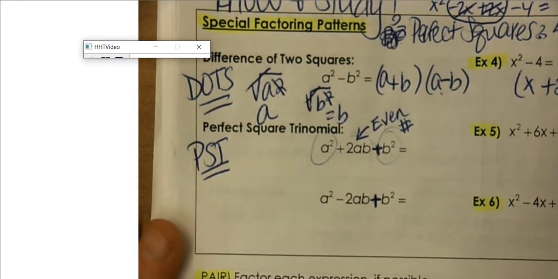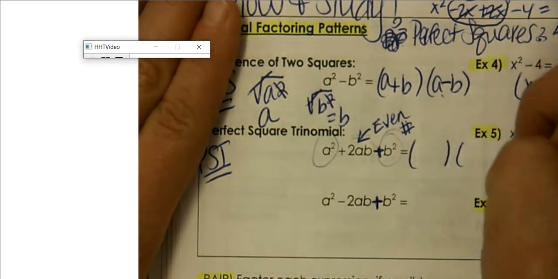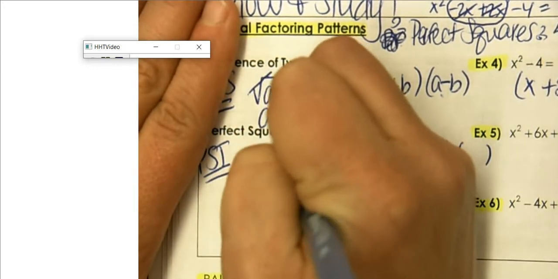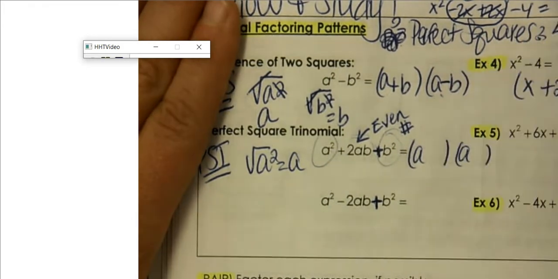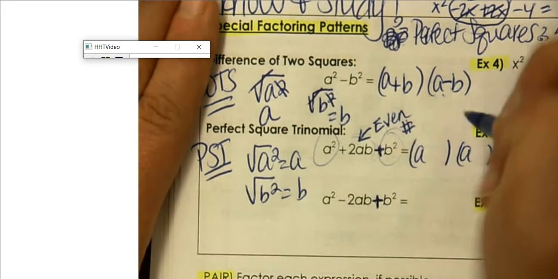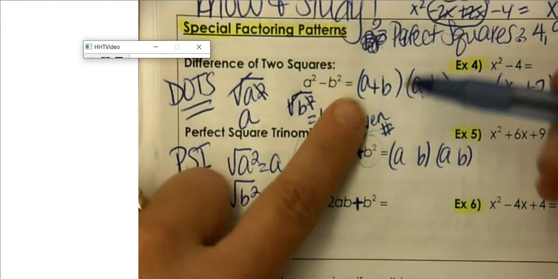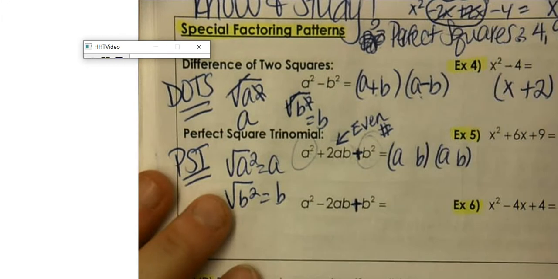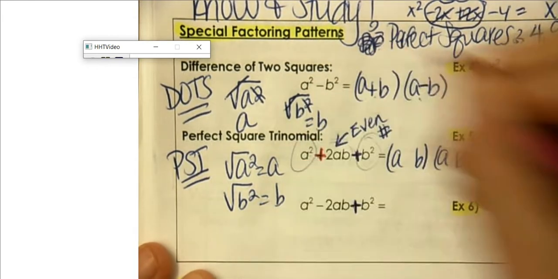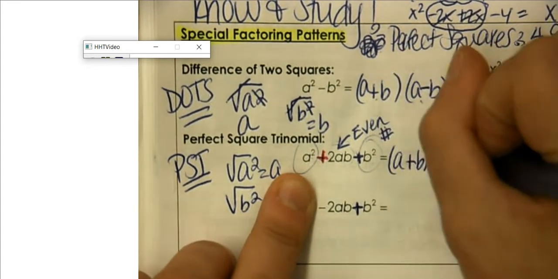So the pattern for this one is once again going to be 2 parentheses. And we are still going to take the square root of A squared, which is A, and that goes into your first position. We're still going to take the square root of B squared, which is B, that goes into the last position. And what goes inside is not going to be a plus and a minus, but instead it is going to be the sign of your B term. So if you see a plus sign, then that's going to mean that both parentheses will have pluses.